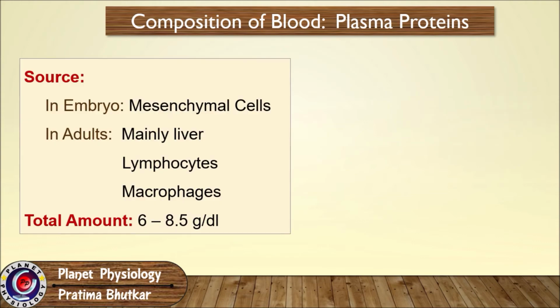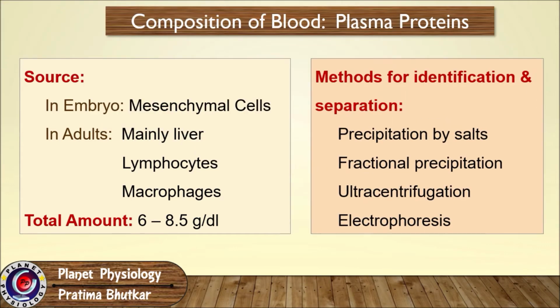All these plasma proteins in the embryo are formed from mesenchymal cells, whereas in adults the major source of all the plasma proteins is the liver. Some proteins come from lymphocytes and macrophages, and about 6 to 8.5 gram per deciliter of plasma proteins are present in the blood. These plasma proteins can be identified as well as separated by various processes like precipitation by salts, fractional precipitation, ultracentrifugation as well as electrophoresis.